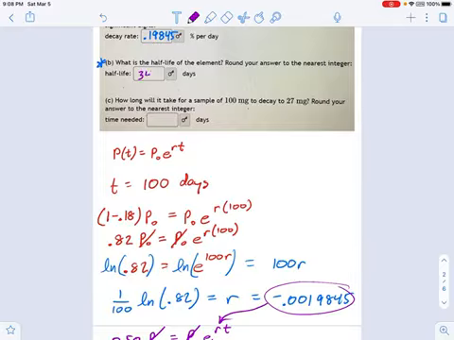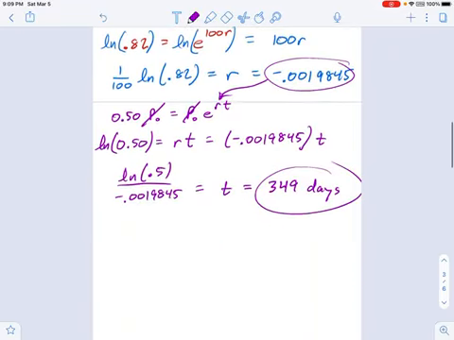So that's that answer. And the last step is, how long will it take for a sample of 100 milligrams to decay to 27 milligrams? Okay, no problem. This one is a very similar version of what I just did. So I'm not going to go through this all the way. I'll leave this for you to solve. But I will show you the equation we're going to set up here.